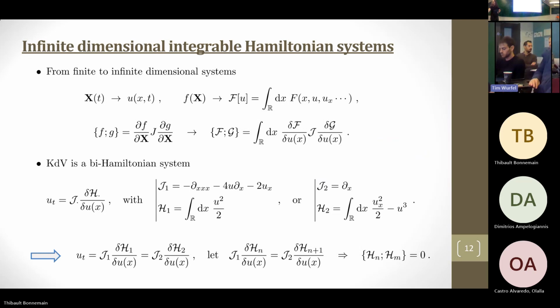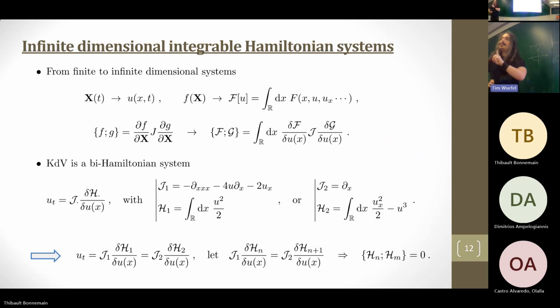So is KdV bi-Hamiltonian or infinite Hamiltonian? No, it's bi-Hamiltonian. Yeah, only two. Infinite means what? Okay, so you have an infinite number of conserved quantities, but you cannot use H5, let's say, to generate the KdV dynamics. It suffices to go one.